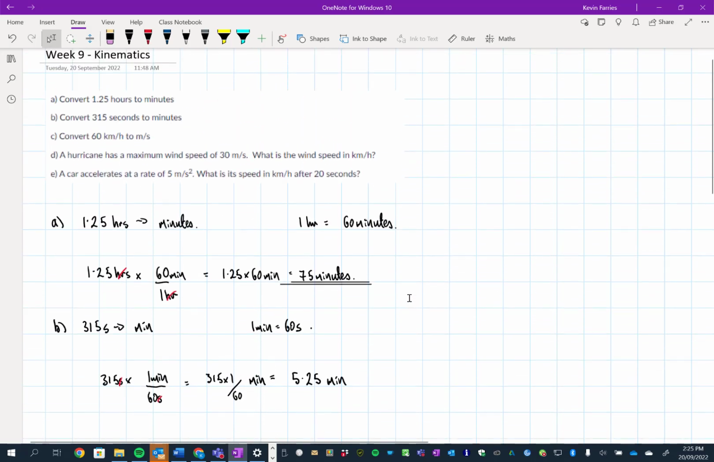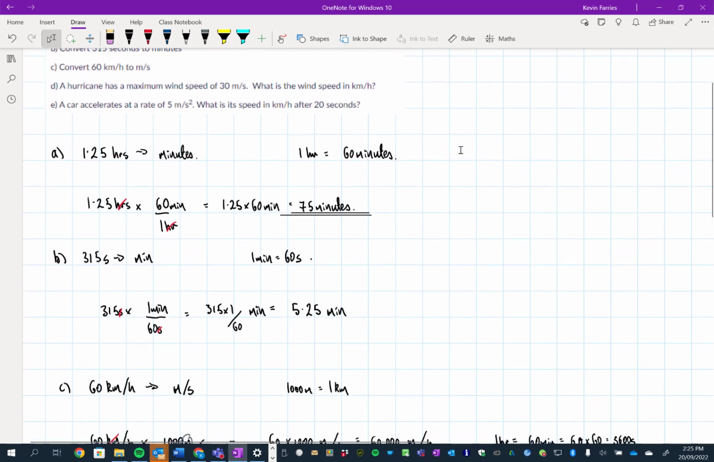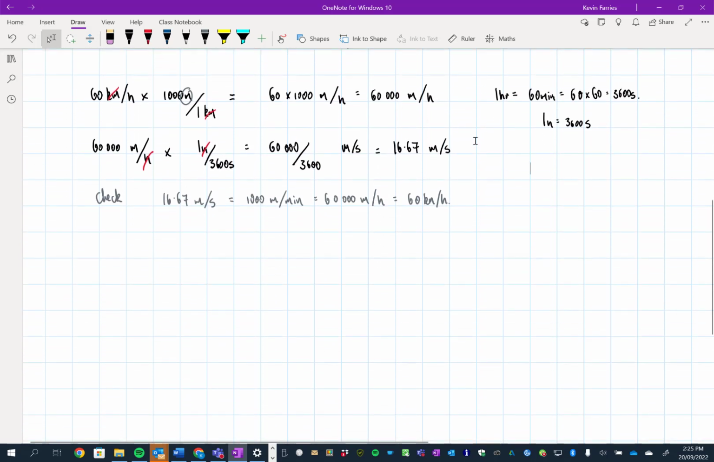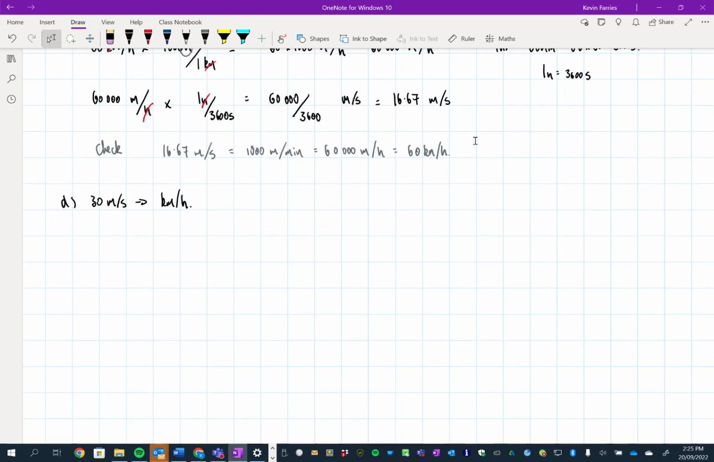Okay, next one. Wind has a maximum speed of 30 meters per second. What's the wind speed in kilometers per hour? So we want to convert 30 meters per second, and we want to change that into kilometers per hour.